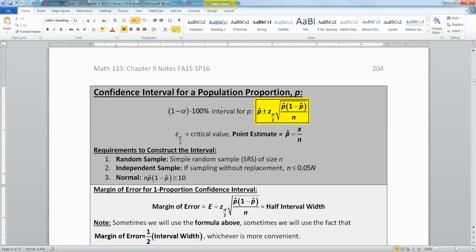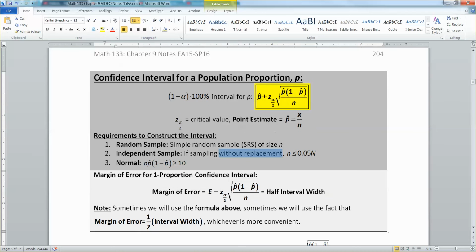So for example, proportions get used a lot of times for phone surveys. So I call people up and I say, what do you believe, I don't know, in giving away Halloween candy? Yes or no? And then I find out what proportion are going to give away Halloween candy that year. So if I'm sampling without replacement, that means when I call a person, I'm not going to call them again. So I call every phone number individually, but I don't ever repeat. So that's sampling without replacement.